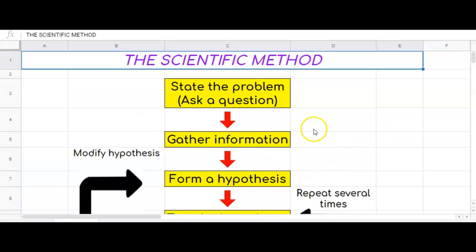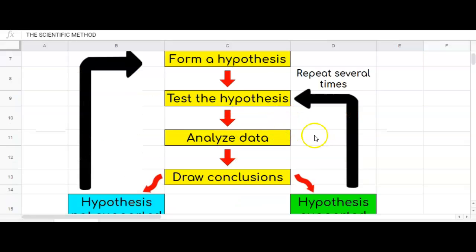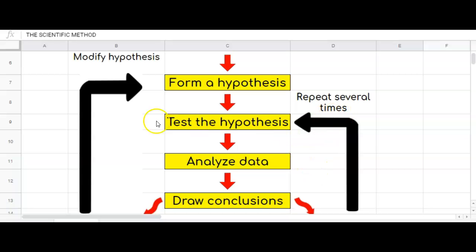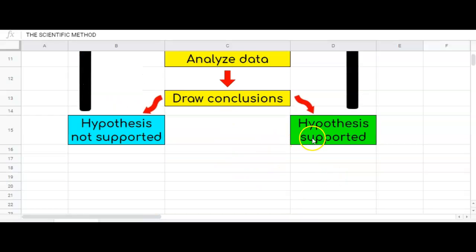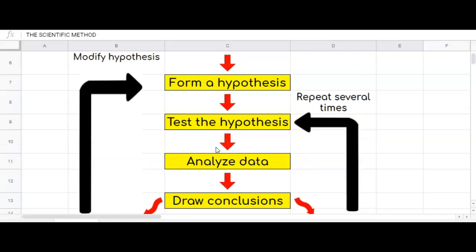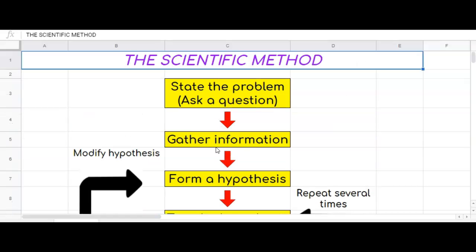Okay, so that's the scientific method. Not a whole lot to it as far as steps, but really important as far as repeating several times and knowing what to do if your hypothesis is supported or not supported. All right? So if you have any questions, let me know, and I will get you a PDF copy of this.